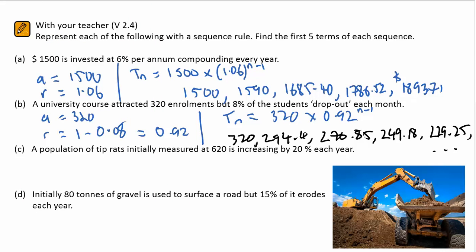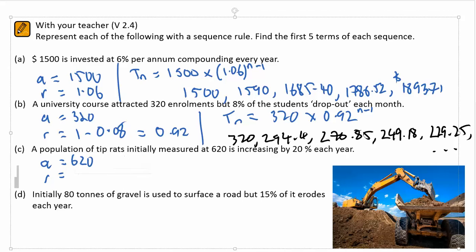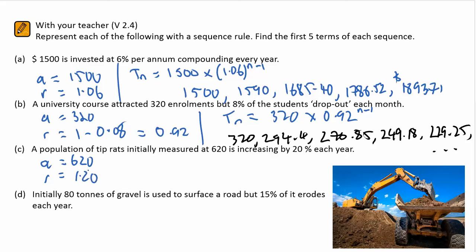In the next instance, we've got a constant increase of tip rats. We start with 620 of them. So the R, 1 represents 100%, 1.20. So I can write out the expression for the sequence as 620 times 1.20 to the n minus 1. And if we put that into our calculator, we'll find the following sequence is generated.